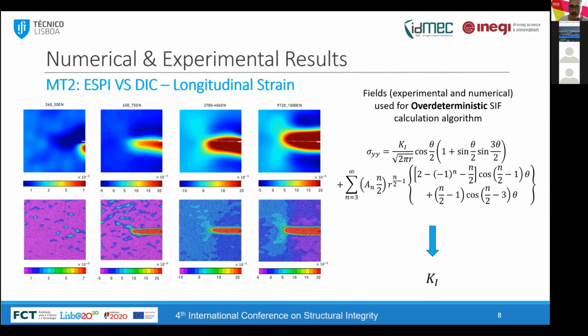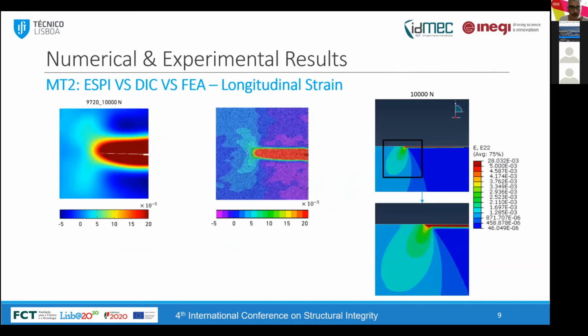Using the strain and stress fields, we can also use these results to calculate the stress intensity factor using an overdeterministic calculation algorithm. And we have also applied the same algorithm to our numerical results in order to also calculate the stress intensity factor. So as we can see, this is for the MT2 specimen, a specimen with a small crack.